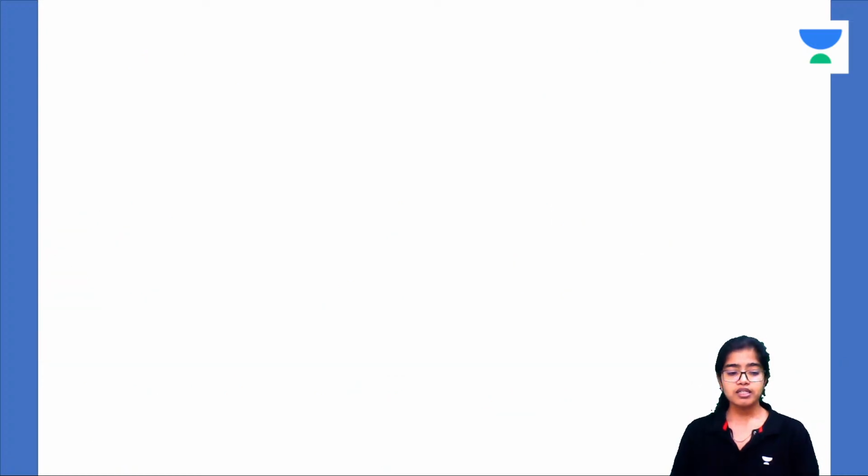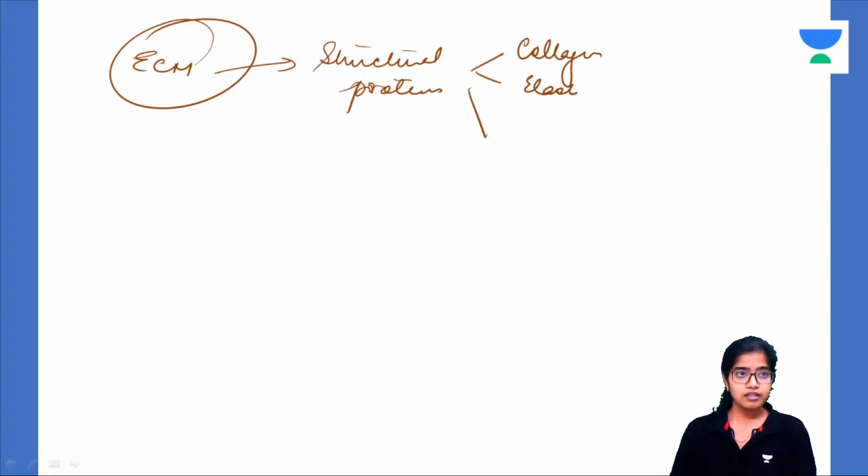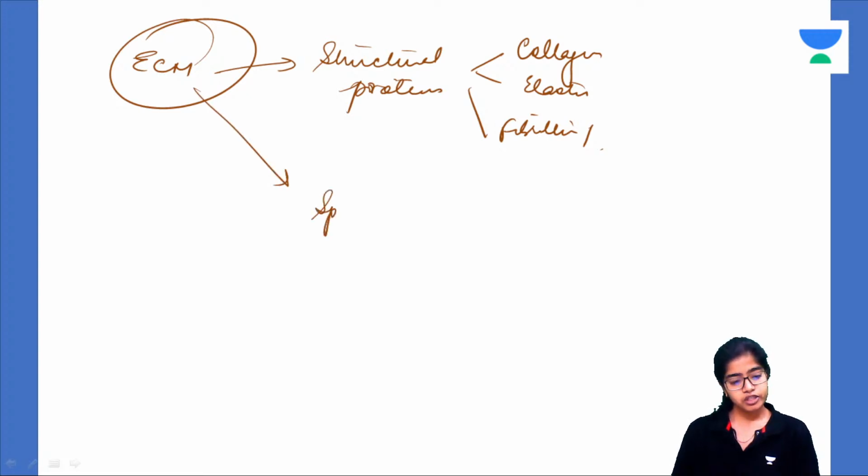Now this decreased serum albumin is going to bring me to another important topic, that is the extracellular matrix. The extracellular matrix is composed of structural proteins that are collagen, elastin, and fibrillin 1, and specialized proteins which are laminin and fibronectin.